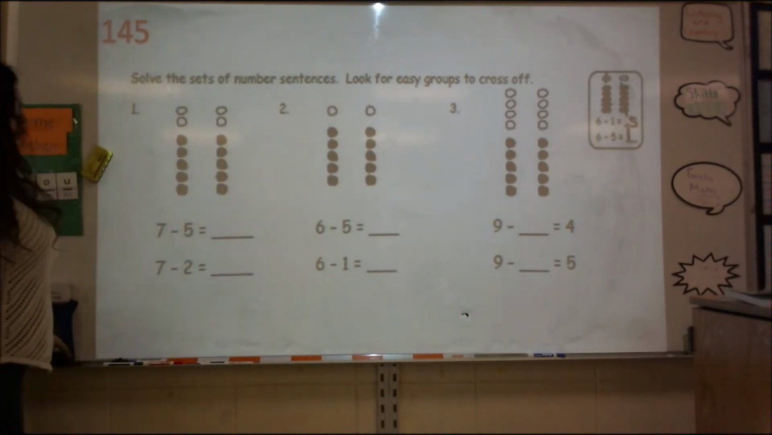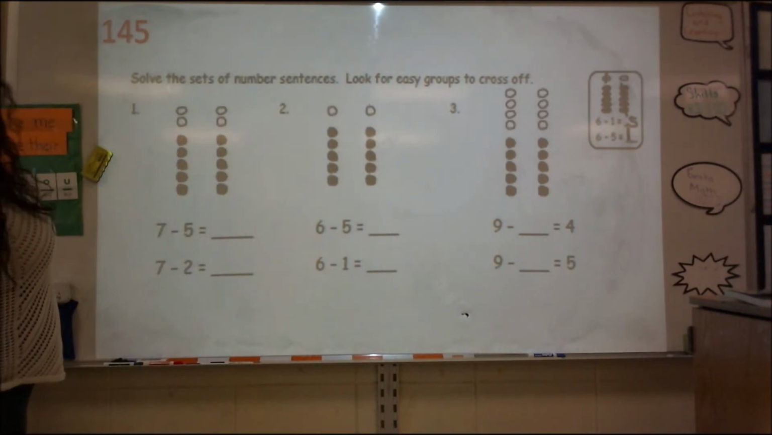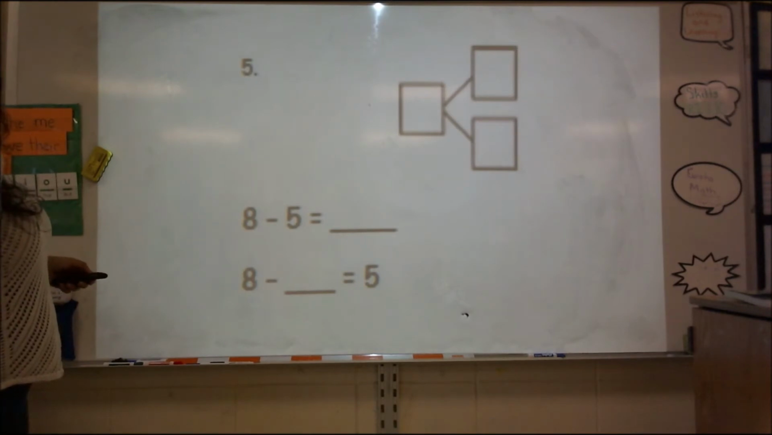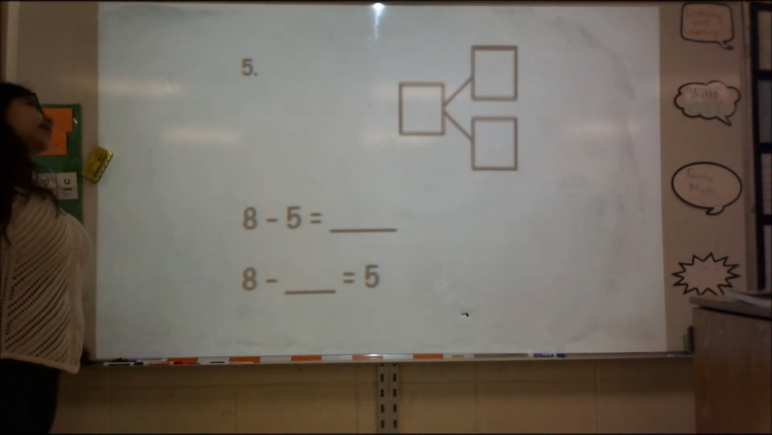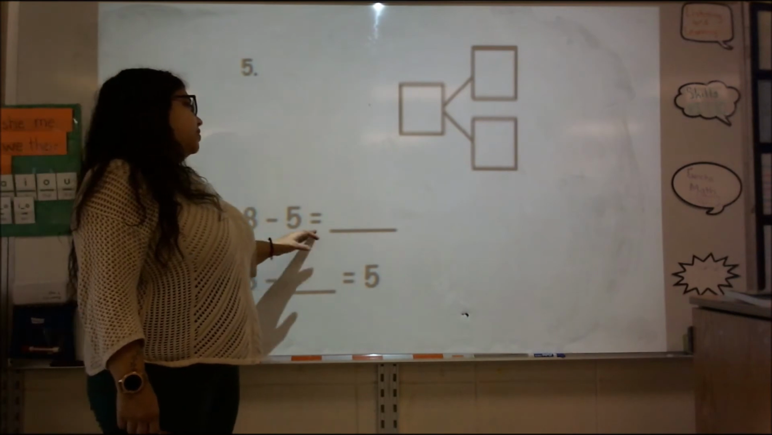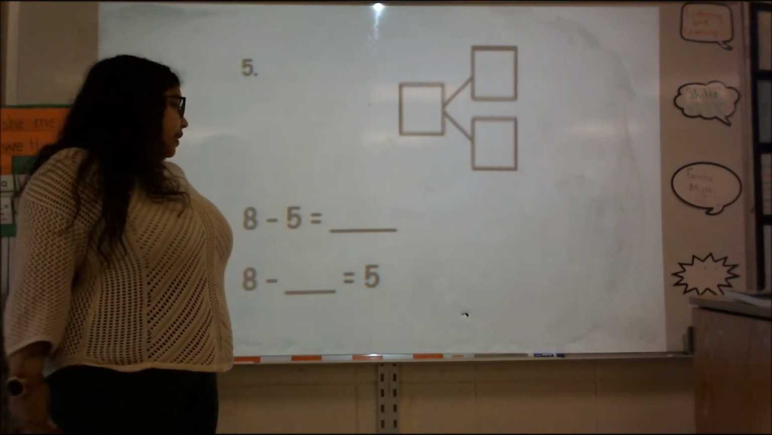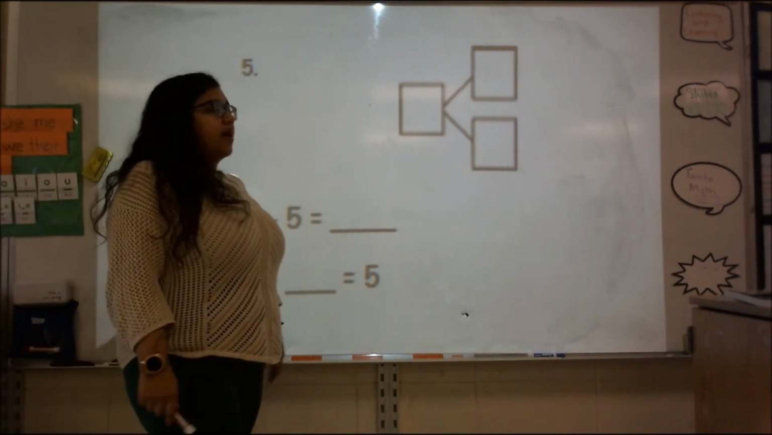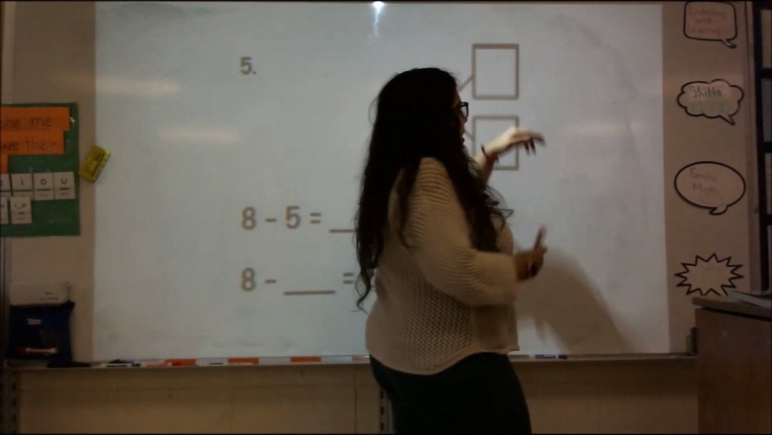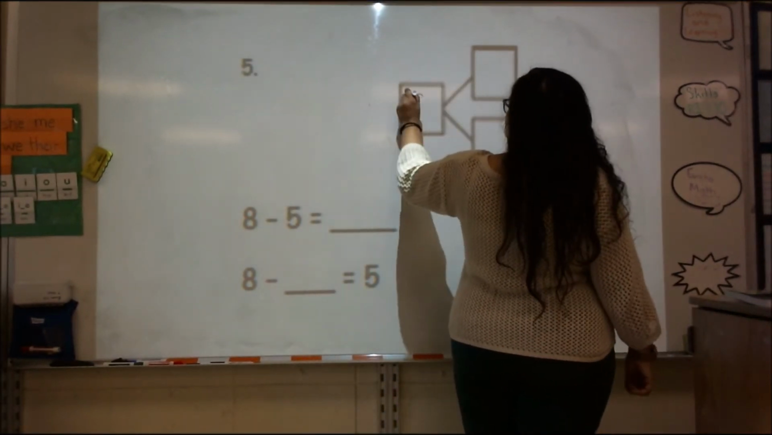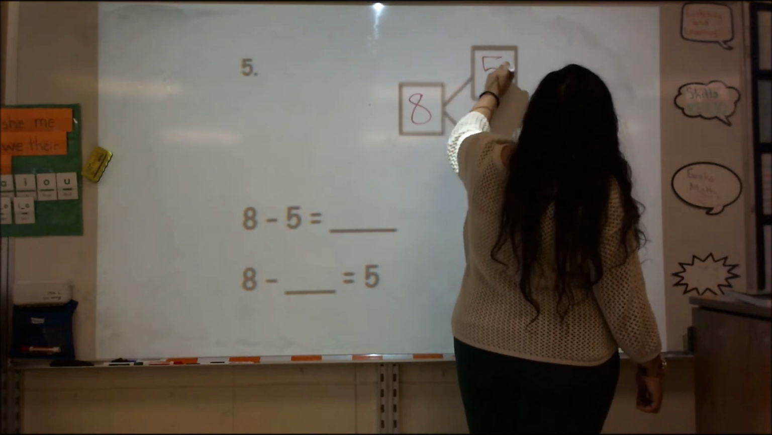Let's try another type. Okay, so this time we have no picture given. And what it tells us is that 8 minus 5 is equal to blank, and 8 minus blank is equal to 5. Well, let's complete the portions of the number bond we already know. We know that 8 is our whole, and 5 is our known part.